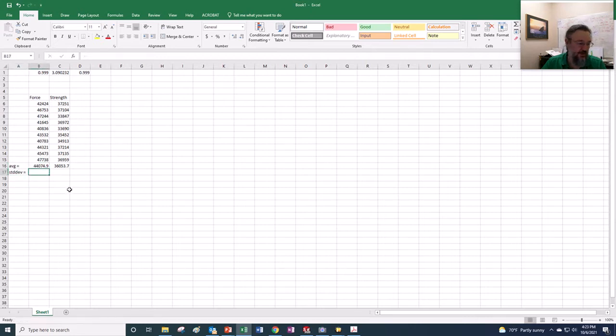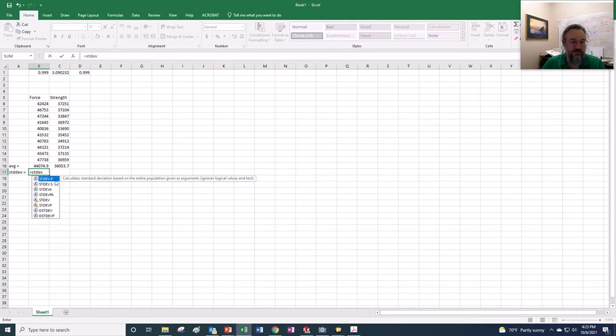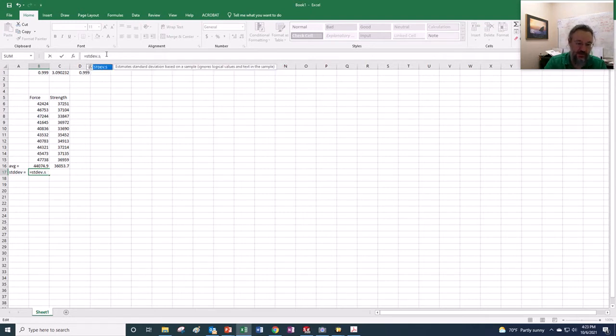All right, here there's two different types, right? We can have standard deviation P, or standard deviation S. So if you start to type STDEV, you'll see with the dot P, that's based on the entire population given as arguments. But you could also have S, which is based on a sample. So S is actually technically the correct one, dot S, right? I think I just need to go parentheses now, right? And so just come down here, boom.